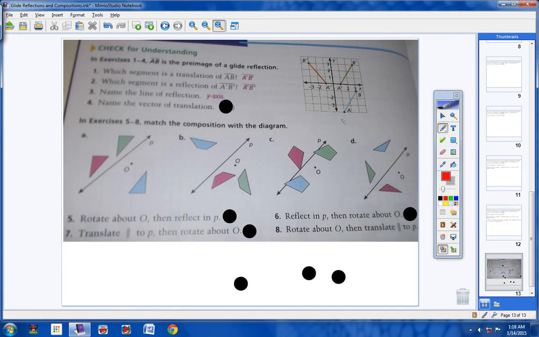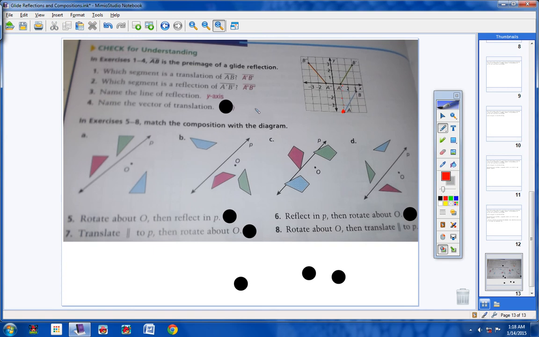Okay, number 4, name the vector of translation. Now look, they're saying, okay, so you took this here and you translated it up here. What's the vector of translation? Well, we took this point. Did we go to the left? No. To the right? No. Did we go down? No. We went up. 1, 2, 3, 4. Let's count again. Put your pencil here. And it would be 1, 2, 3, 4.